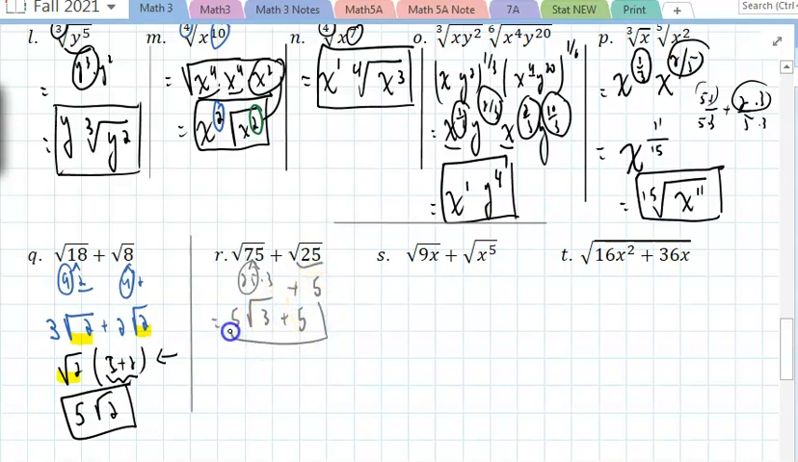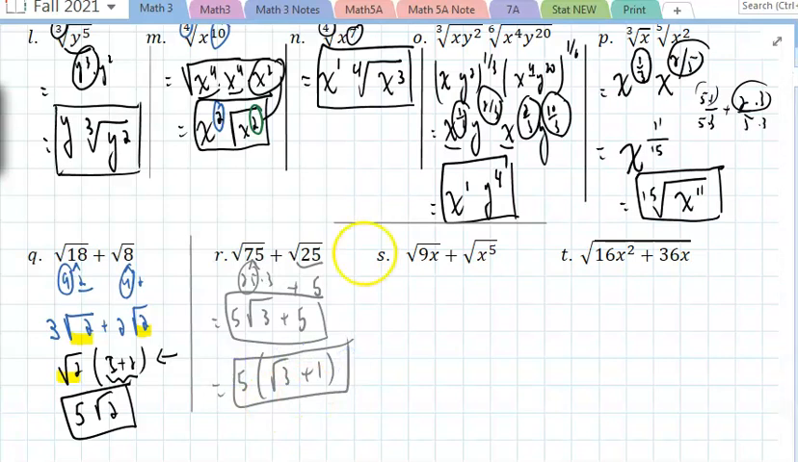Basically, you're done. You could, of course, factor a 5 out if you want. You don't have to. And that would be really the answer. But it's the same thing. Both of us are saying the same thing.